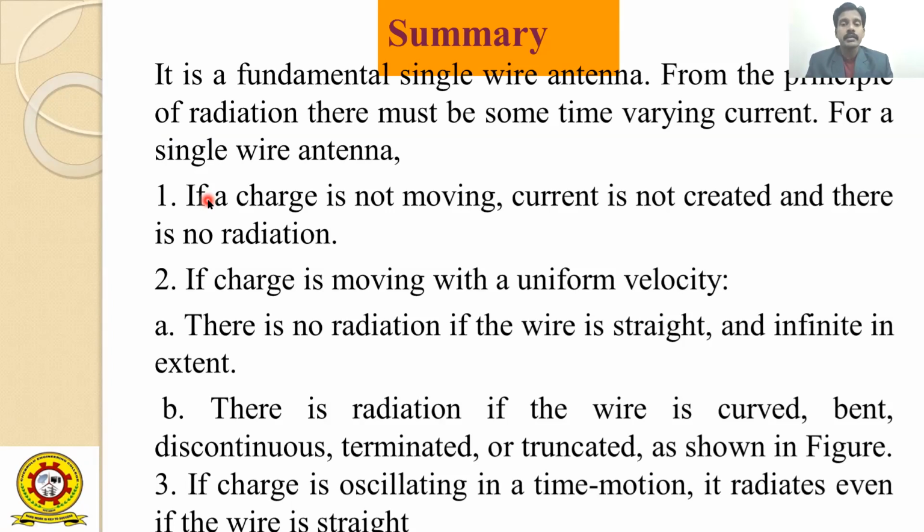There is radiation if the wire is curved, bent, discontinuous, terminated, or truncated, as shown in the figure. If these charges are accelerating, or oscillating in the time domain, it automatically radiates. So finally, our radiation mechanism summary: radiation is generated only with the help of the movement of charge carriers, which corresponds to an oscillating field. Time-varying oscillating fields are required in our antennas to bring about radiation in a single wire.